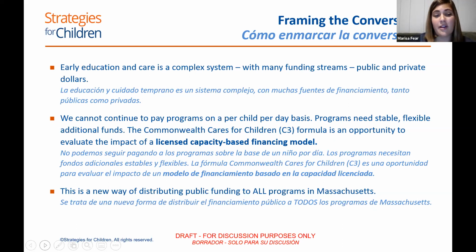And also important to acknowledge that this is a new way of distributing public funding to all programs in Massachusetts, that we haven't had a funding mechanism like this prior to this month. So this is a new experience for everyone, and we know how important your all feedback and your questions will be, and so we want to share that with the department to inform future decisions, to inform future grant opportunities, and to make sure that your feedback is heard.